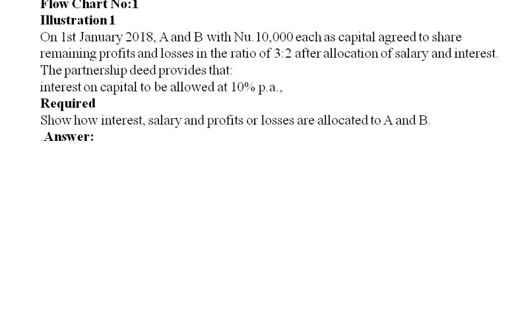What is the first data? That is 10,000, the capital contributed by A and B, 10,000 each. A contributed 10,000, and B also contributed 10,000. On which date did they contribute? They contributed on 1st January 2018. That is the understanding.